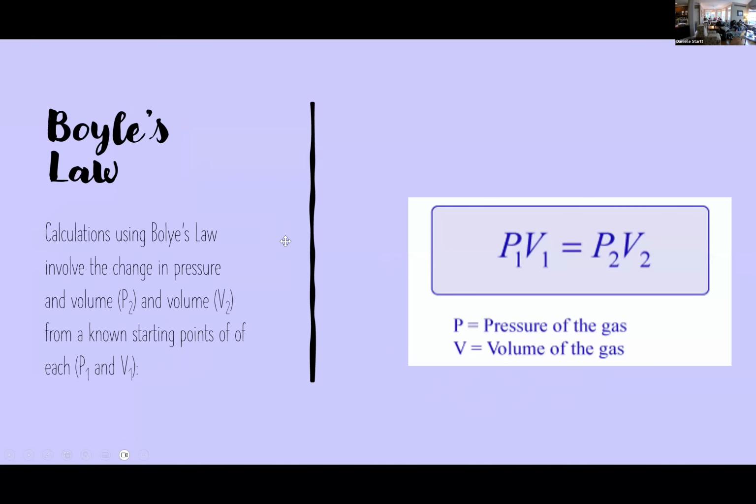So that means that our formula is going to be a little different. When we were talking about things that were directly proportional, we had a division equation, right? So calculations using Boyle's law involve the change in pressure and volume from known starting points. It says P1V1 equals P2V2. So again, we're not doing math with the subscripts. They're there to denote initial and final, but we're multiplying for Boyle's law. We've divided for the other two.